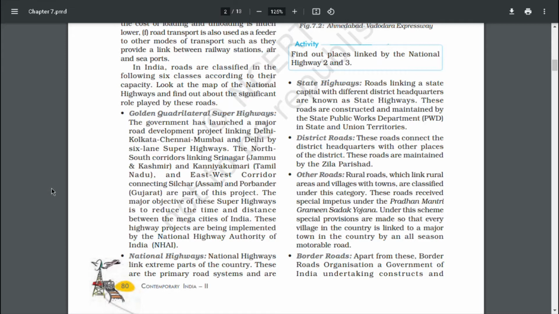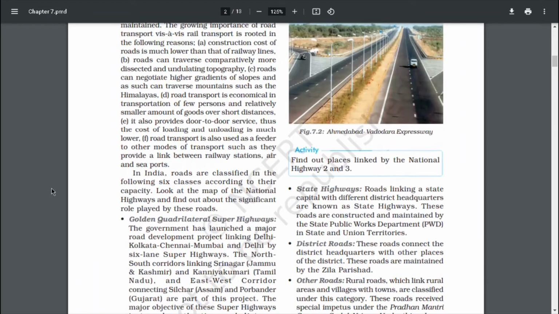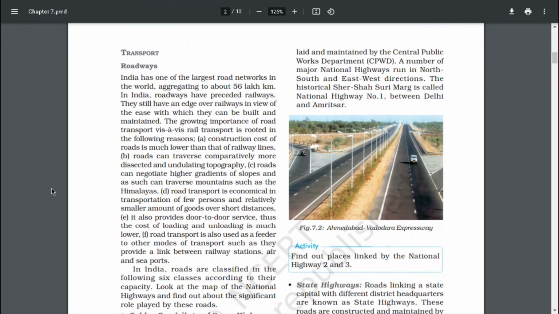National highways. National highways link extreme parts of the country. These are primary road systems and are laid and maintained by the Central Public Work Department (CPWD). A number of major national highways run in north-south and east-west directions. The historical Sher Shah Suri Marg is called National Highway Number 1 between Delhi and Amritsar.